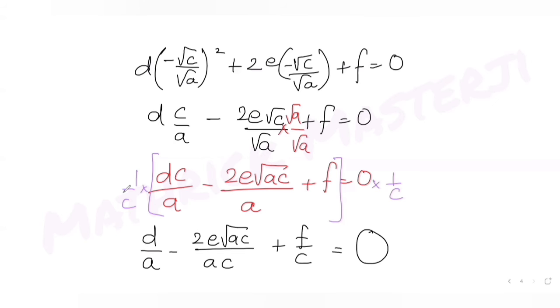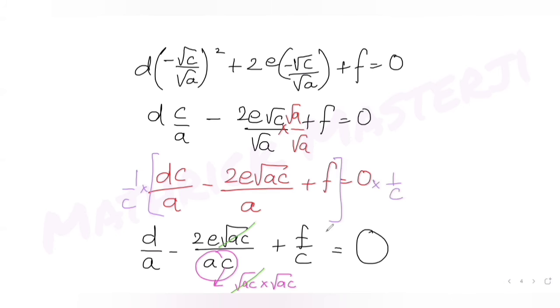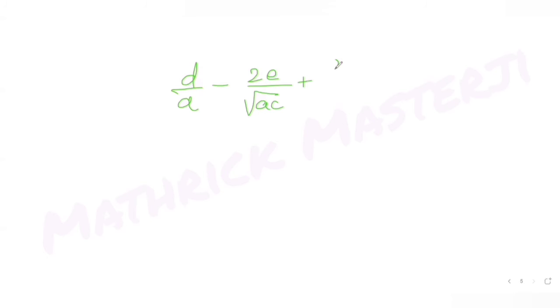Now once I have this, I can just write this ac in the denominator as root of AC into root of AC. And once I write that, I get this one root of AC cancelled here. And then you are just left with d over A minus 2E over root AC plus F over c is equal to 0. From here you get d over a plus f over c is equals to 2e over root ac.